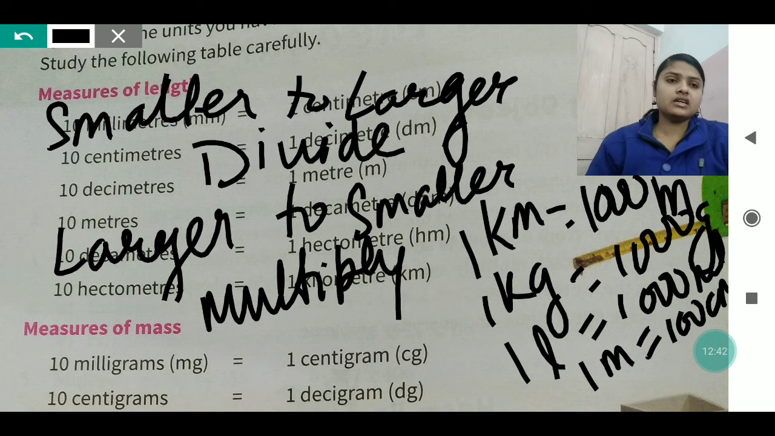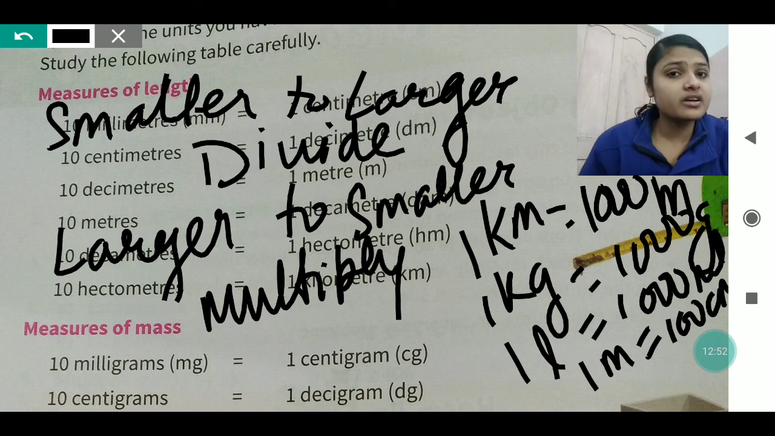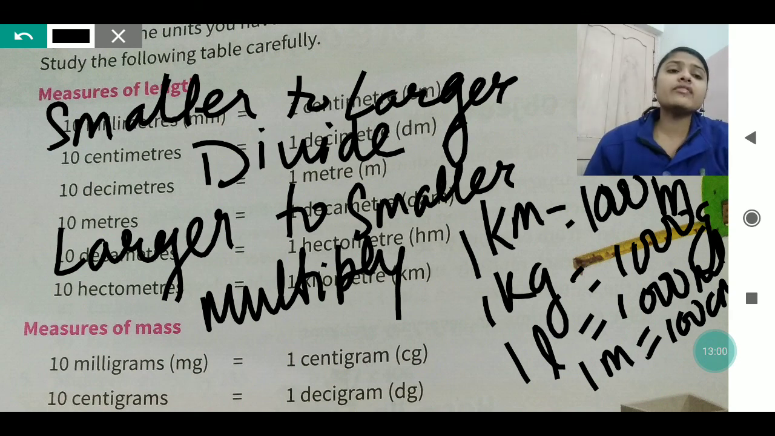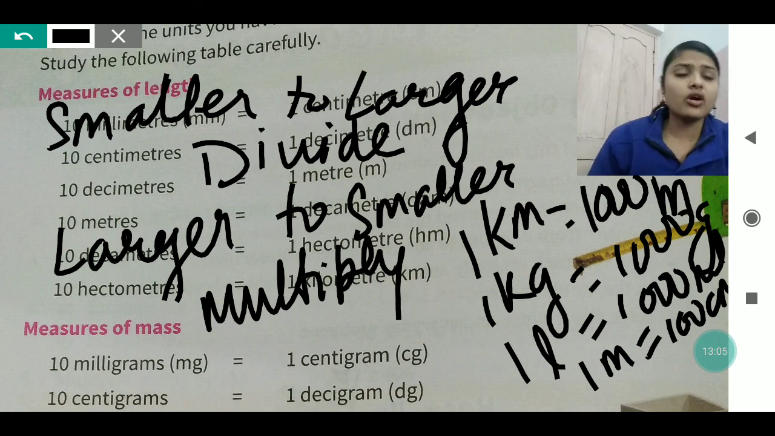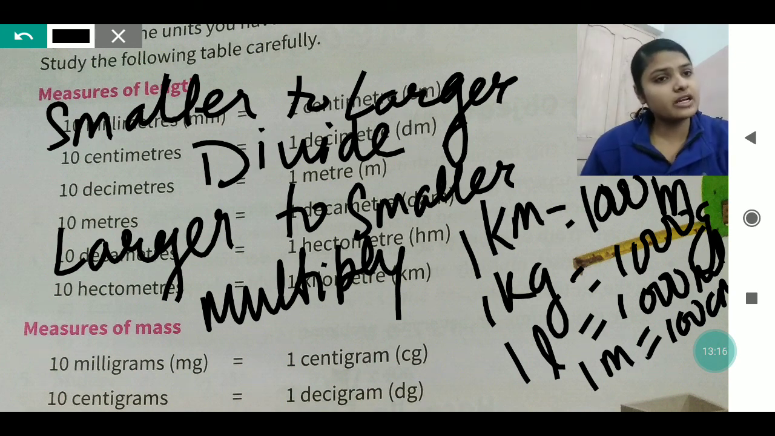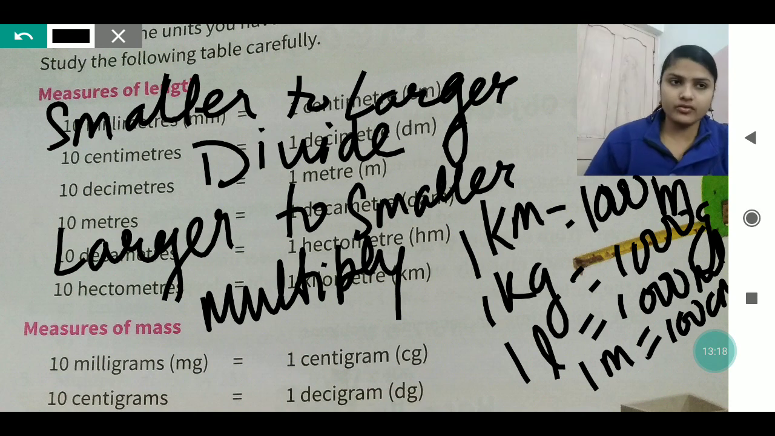Whenever you are converting the larger unit to smaller, you always multiply. Kilometers to meters, kg to gram, liters to milliliters, or meters to centimeters, centimeter to millimeter, like this. So whenever we are converting the larger unit to the smaller unit, we always multiply. Like when you are converting centimeter to millimeter, you will multiply with 10. When you are converting kilometers to meter, you will multiply with 1000. In the same way you will carry on.